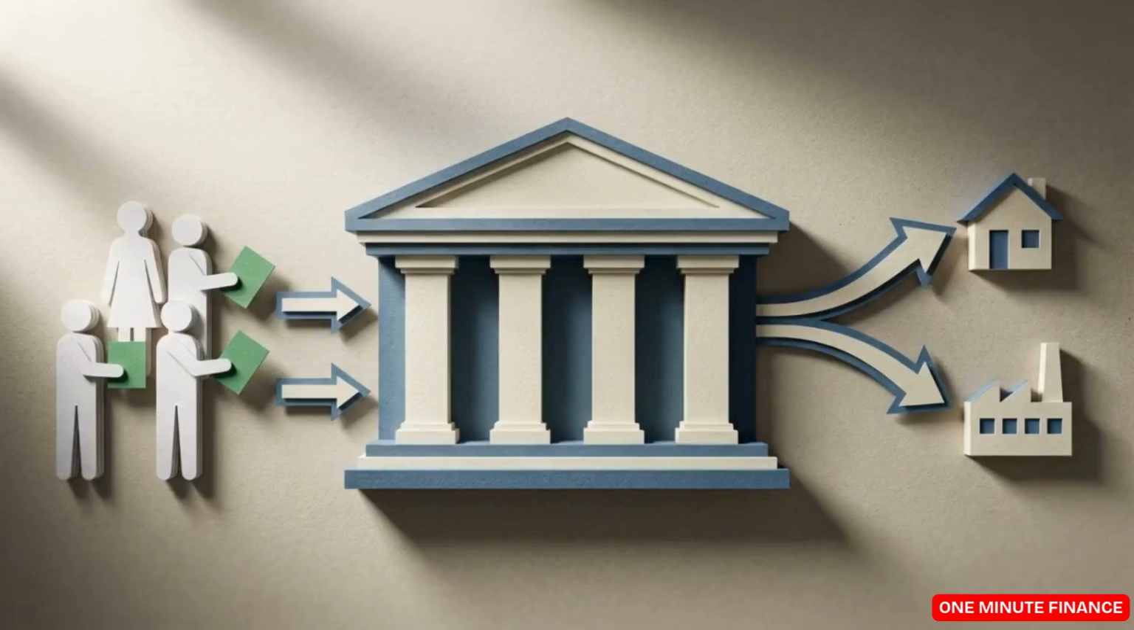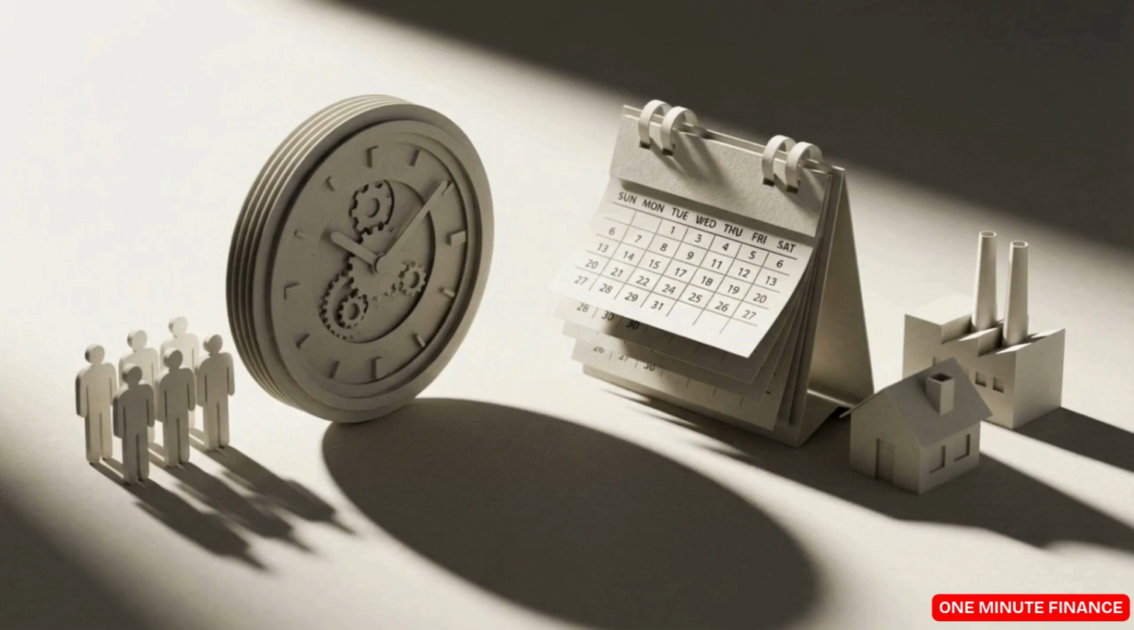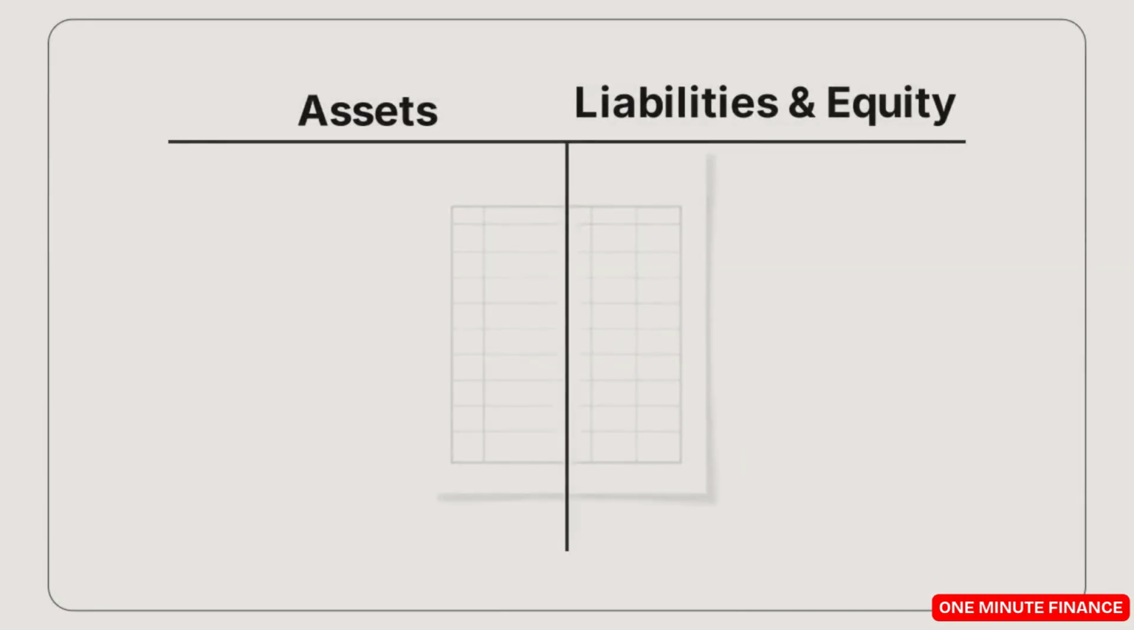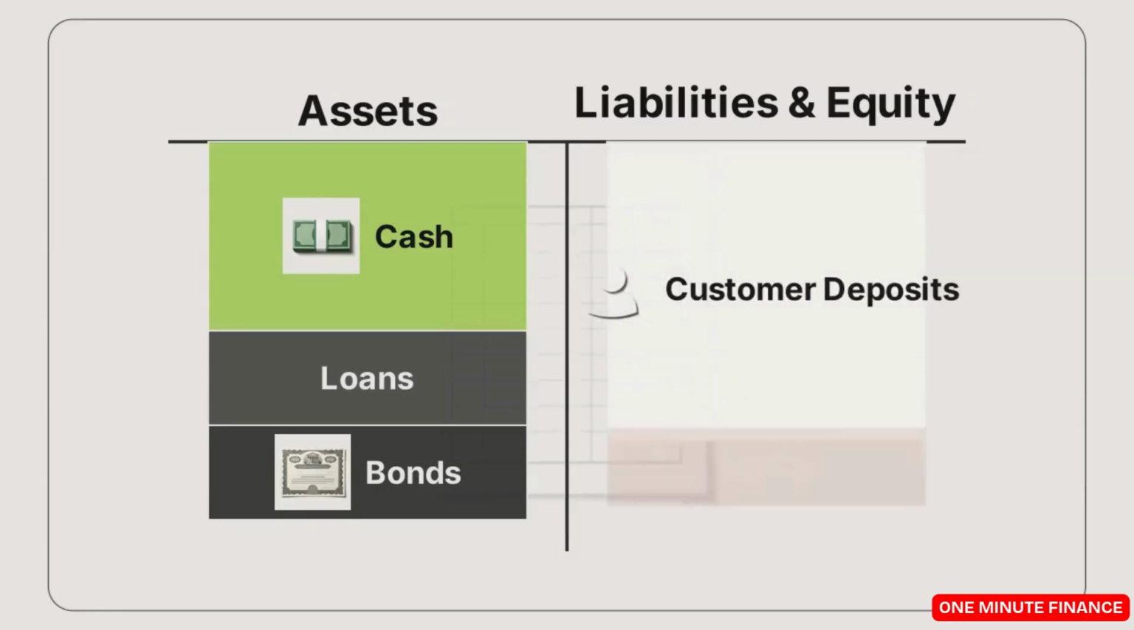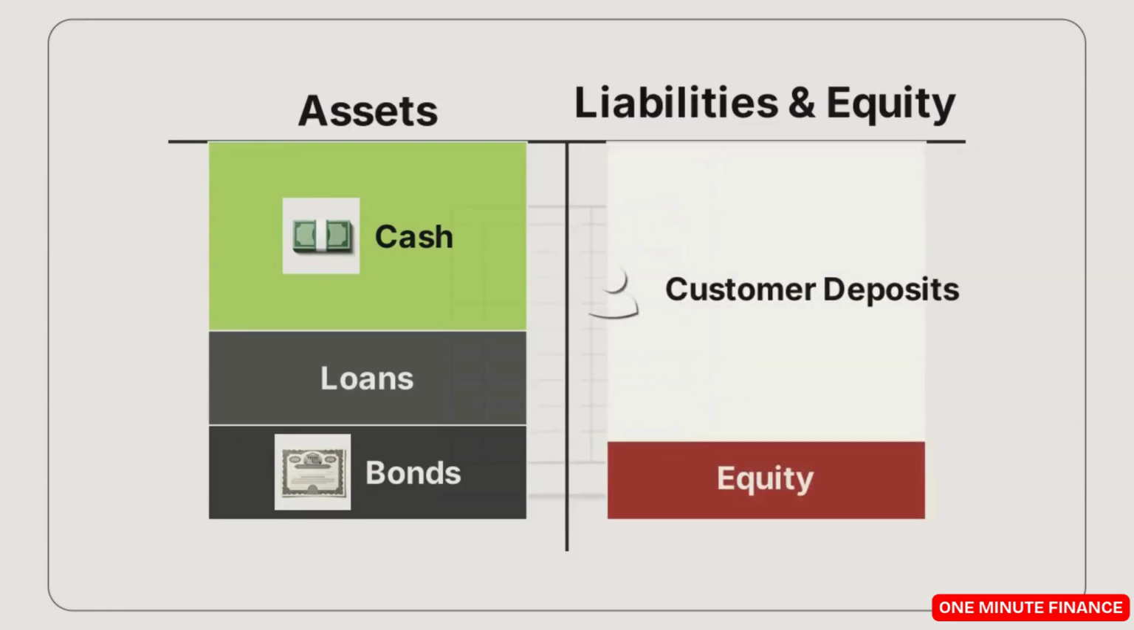The core business model of banking is financial intermediation. This means a bank borrows short-term deposits from savers to make long-term loans to borrowers. This chart shows a basic commercial bank balance sheet, organized as a T account. The left side shows the bank's assets, like cash, loans, and bonds. The right side shows its liabilities, primarily customer deposits, with equity sitting at the bottom.